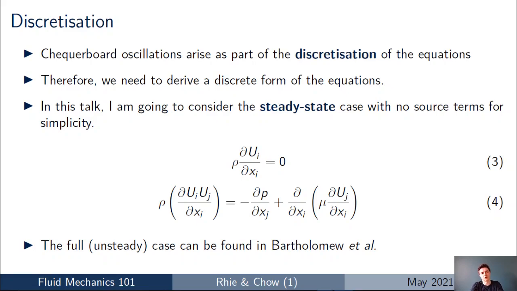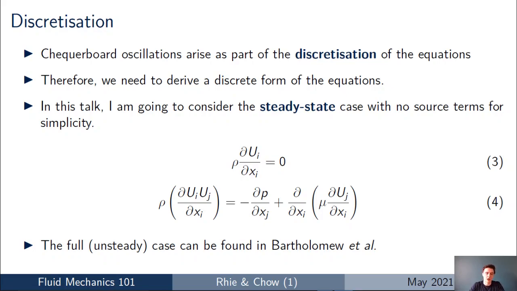So for this set of talks, in order to understand checkerboard oscillations, we need to first go through the discretization procedure, so then we can highlight the specific stages that cause checkerboard oscillations to arise. And that's what I'm going to do in this first part of the talk. I'm going to be quickly going through the finite volume method and using it to discretize the momentum equations so you can see where the checkerboard oscillations arise from.